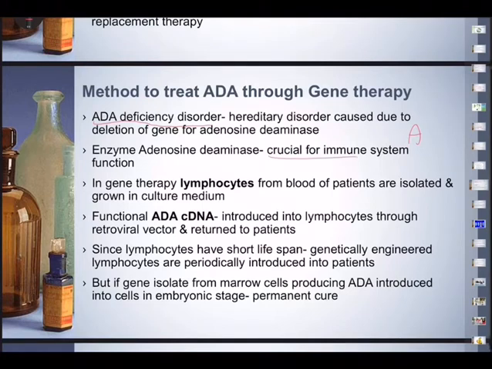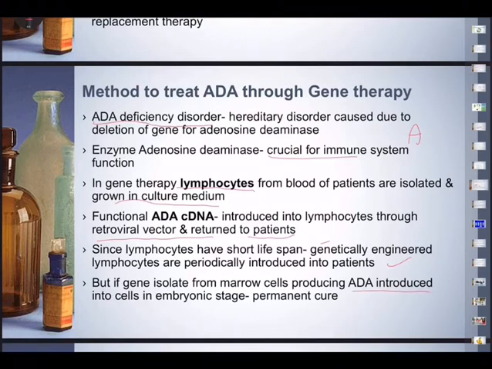So, the enzyme adenosine deaminase is very crucial for immune function. In gene therapy, what is happening? Our WBC, lymphocytes from the blood of the patients, are isolated and grown in culture medium. So functional ADA cDNA is introduced into the lymphocytes through a retroviral vector. This is the thing, and they are returned to the patients. Since lymphocytes have a short lifespan, genetically engineered lymphocytes are periodically introduced into the patients. So what is important? Genetically engineered.